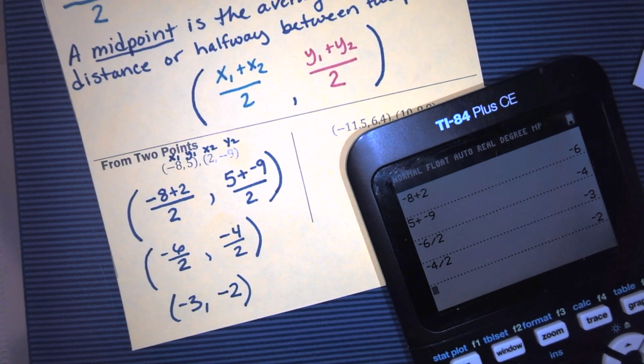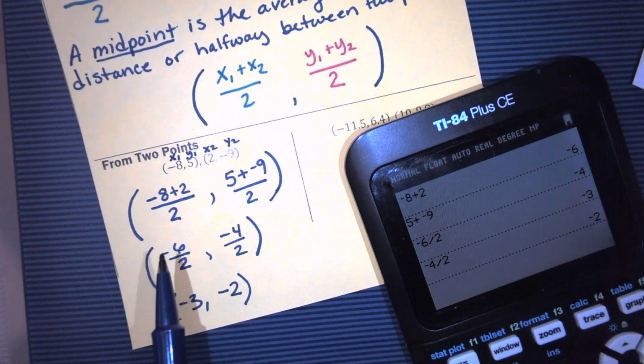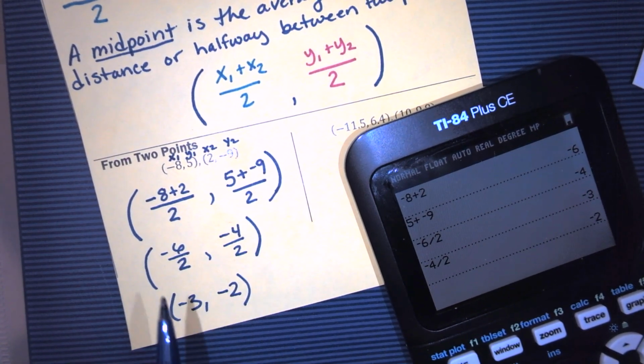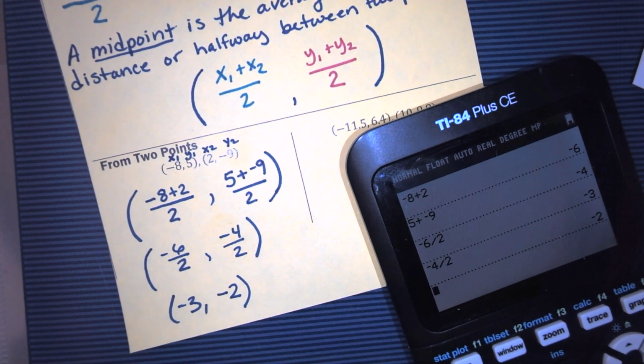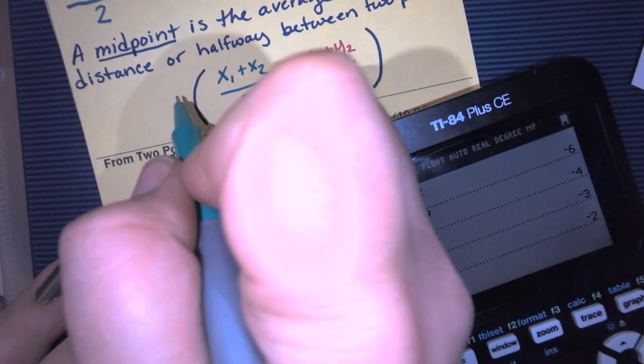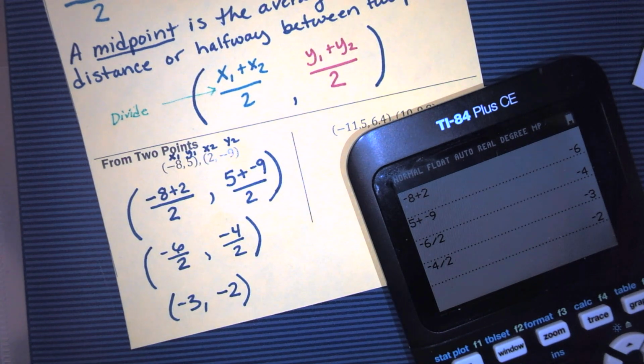So notice that I did them individually. I set this one up, I set this one up. I calculated the numerator, I calculated the numerator. I did the division, I did the division. If you want to write yourself a reminder, you can. So maybe a note here to remind yourself that this means to divide. That way you remember what you're putting in the calculator. You do have to do them separately.